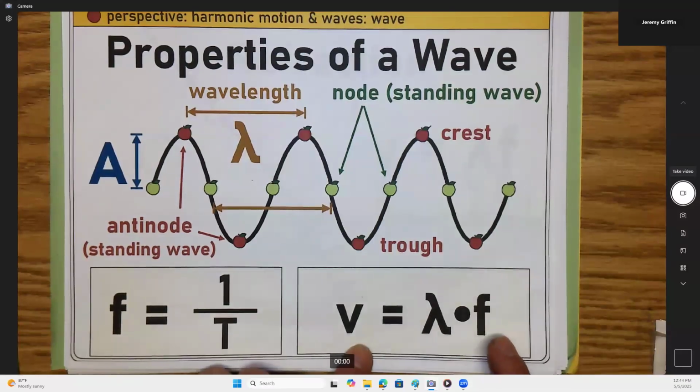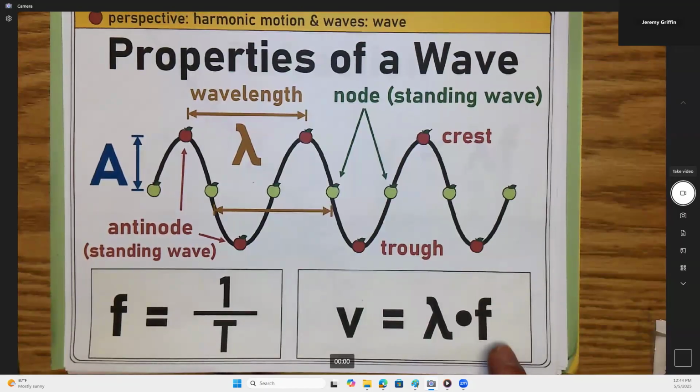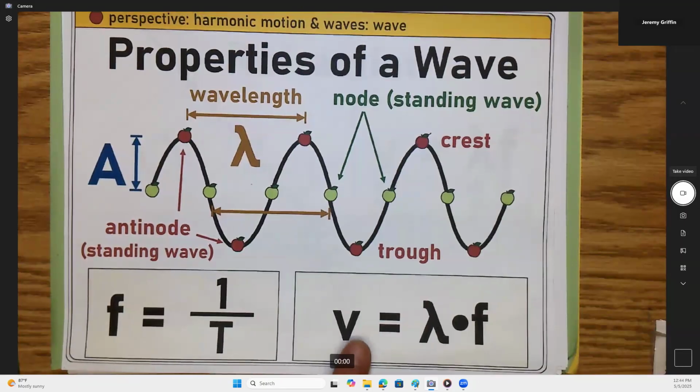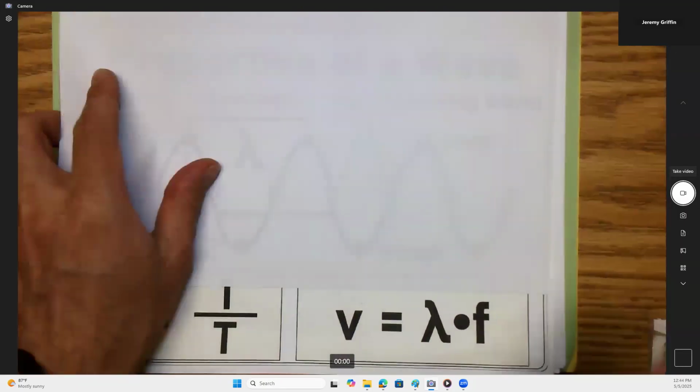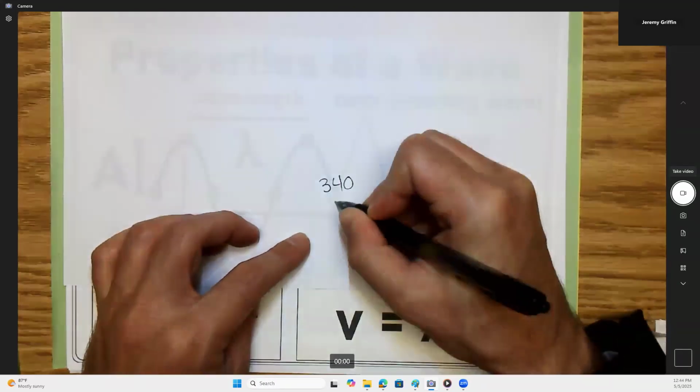So am I talking in a high voice? That's a high pitch. Talking in a low voice, that's a low pitch. Changing the frequency, is the speed the same? Speed's the same. Here, let's throw some numbers at this. Guys, what's the speed of sound approximately? Maybe 340, let's call it meters per second.